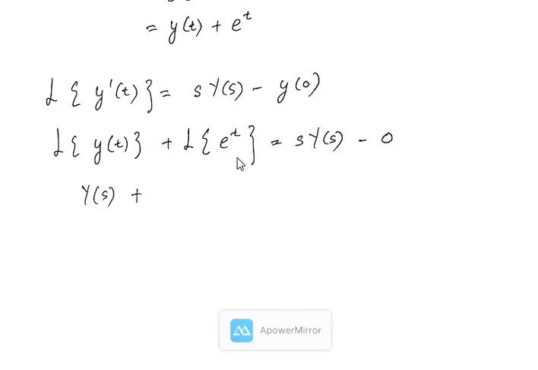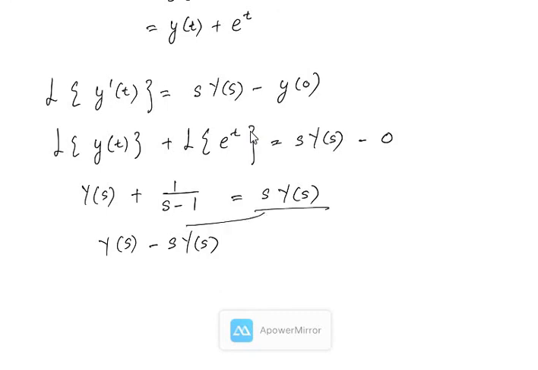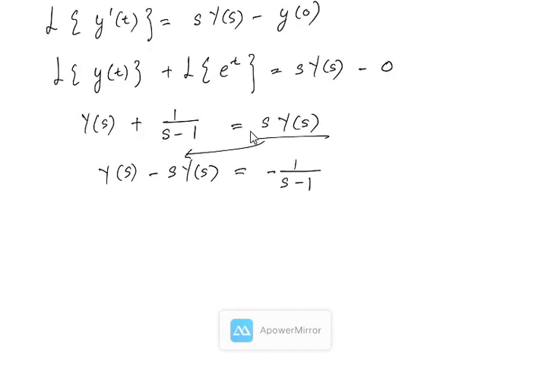And next, using the formula, the Laplace transform of y(t) gives Y(s) plus, and then the Laplace transform of e to the t gives 1 over s minus 1. This is from the table of Laplace transform. It's a direct transfer. Okay, equal to sY(s). So we collect all the Y(s) terms, Y(s) minus sY(s). We bring the sY(s) to the left, equal to minus 1 over s minus 1.